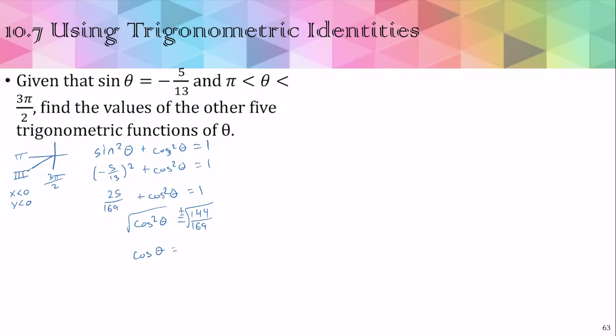Now, in quadrant 3, sine's negative, cosine's negative, tangent's positive, because it's all students take classes. Tangent's positive there. So the cosine there should be negative. So it'll be negative 12 over 13.